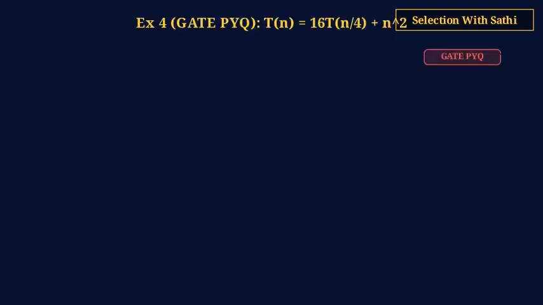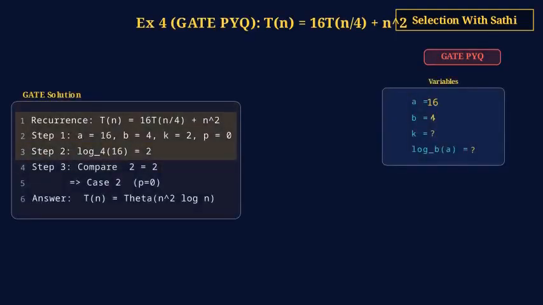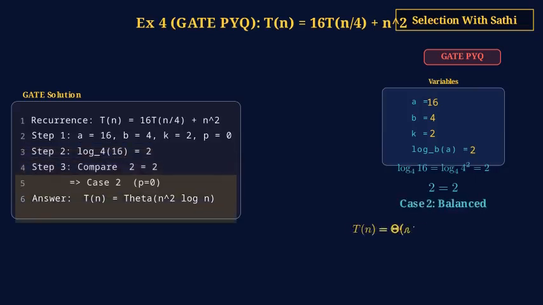Our final example is a GATE previous year question. T of n equals 16T of n over 4 plus n squared. Step 1. a is 16, b is 4, k is 2, p is 0. Step 2. Log base 4 of 16. Since 4 squared is 16, log base 4 of 16 is 2. Step 3. Compare. Log base 4 of 16 is 2, and k is 2. They are equal. Case 2. The answer is theta of n squared times log n.